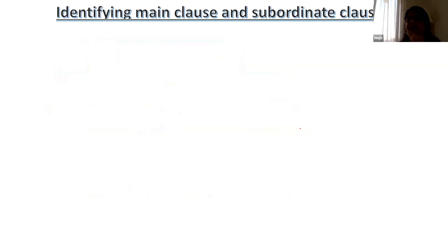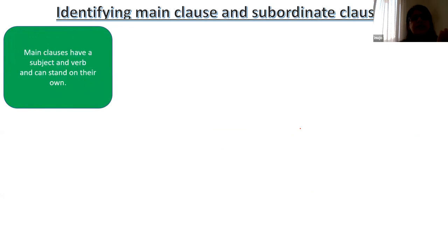Now, how to identify the main clause and the subordinate clause? This is very important, children. A main clause has a subject and a verb that can stand on their own. This is very important. Let me show you. They have a subject and a verb, and they can stand on their own. That means those groups of words which form a clause can stand on their own. You will notice that they give an independent meaning.